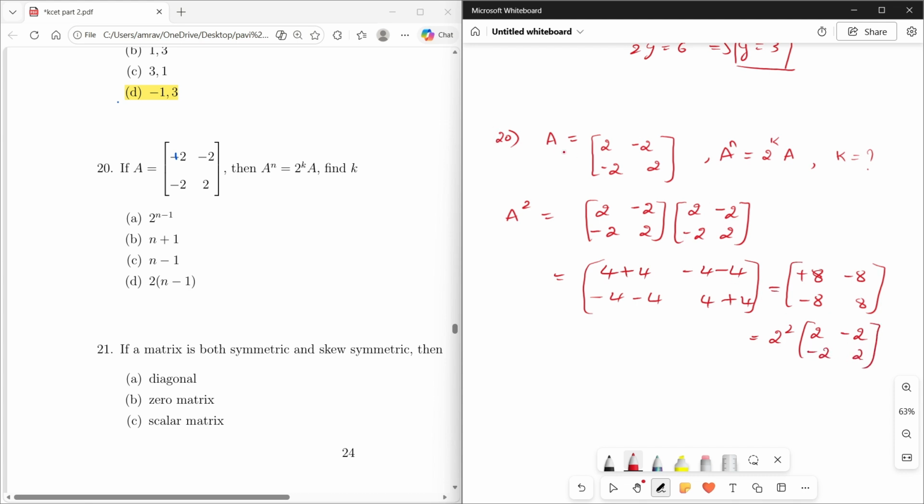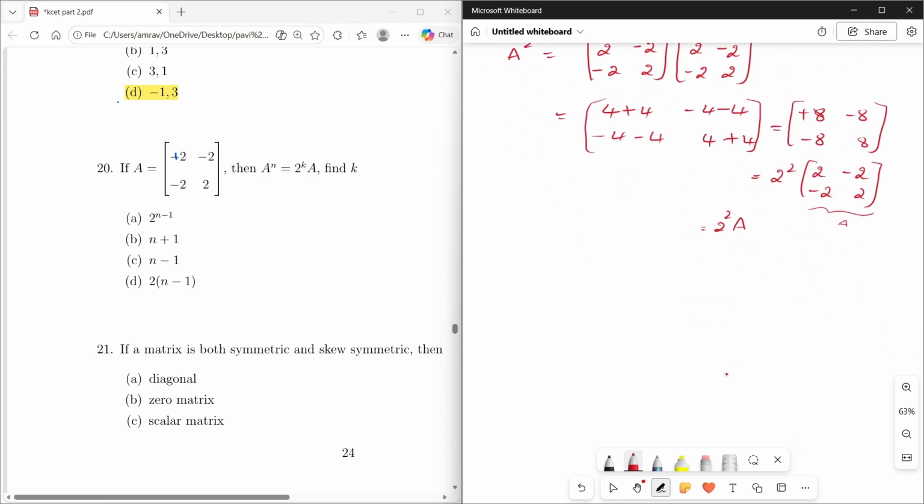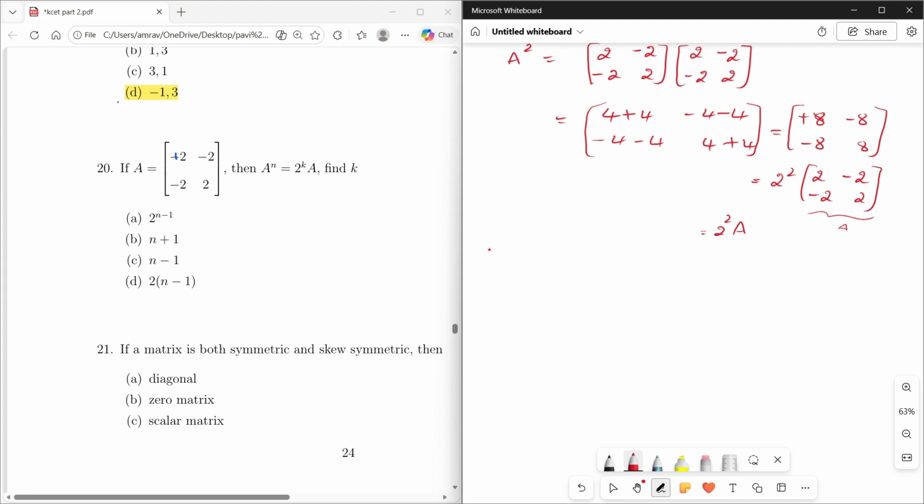So see, the matrix A is, if you write in this format, you get the matrix A here. So you can write this as 2 square into A. Okay, so as simple as that. That is why we are just making some modification. So finally you got A square is equal to 2 square into A, and initially in the given condition, A is equal to A. We just write it for the pattern.